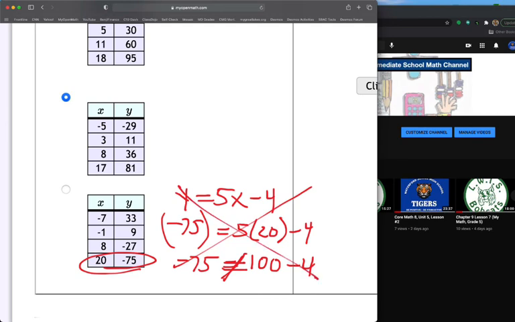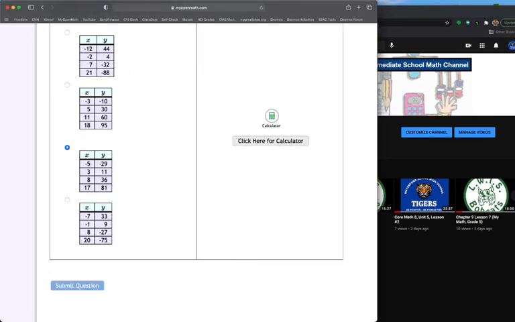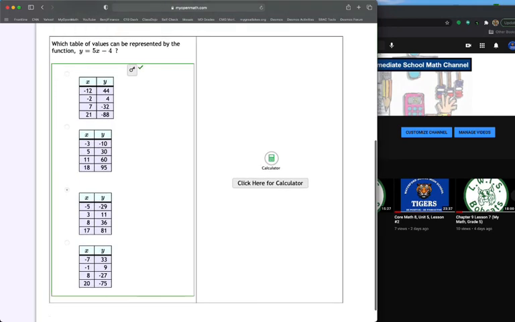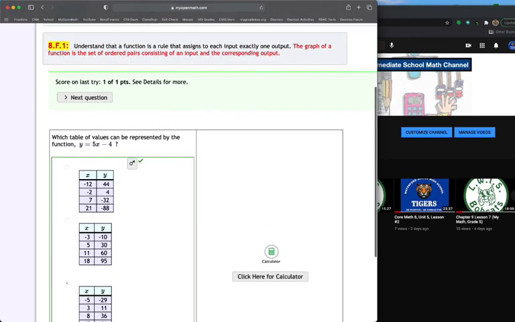So it looks to me like in this one, it is only the third table. So that's how you deal with a problem like this from this particular standard.